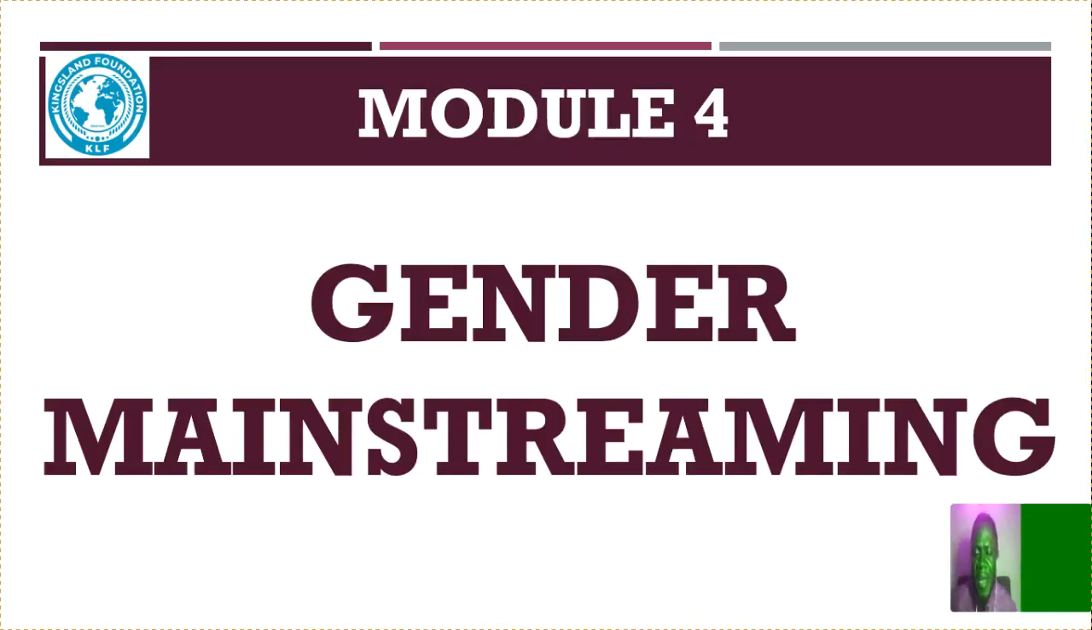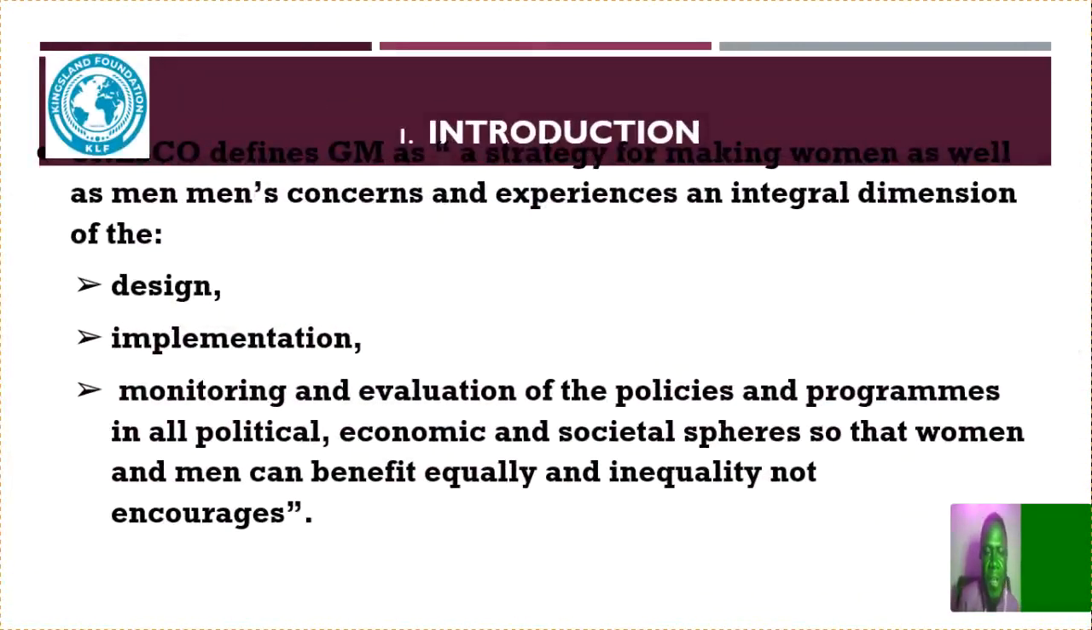Going further, we will discuss gender mainstreaming properly. This is the fourth slide. By the sixth slide, we should be wrapping up. So, UNESCO defines gender mainstreaming as a strategy for making women's as well as men's concerns and experiences an integral dimension of the design, implementation, monitoring, and evaluation of the policies and programs in all political, economic, and social spheres, so that women and men can benefit equally and inequality is not encouraged.